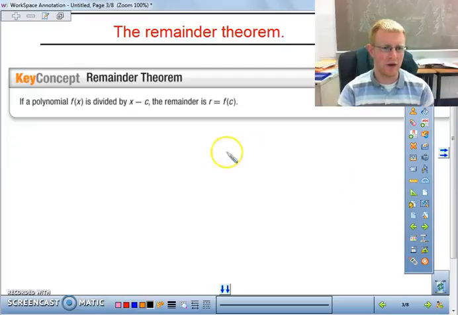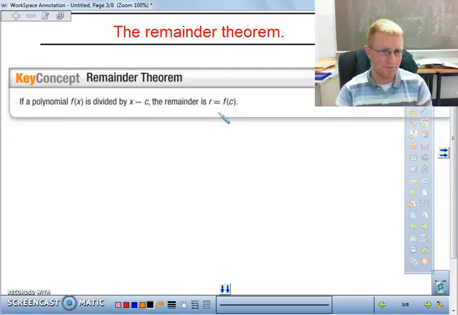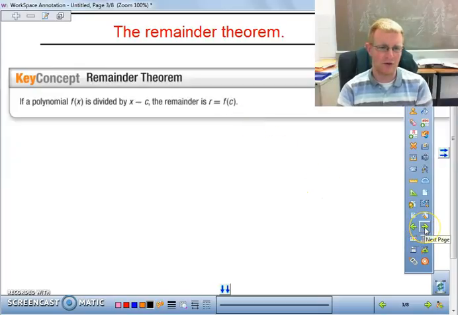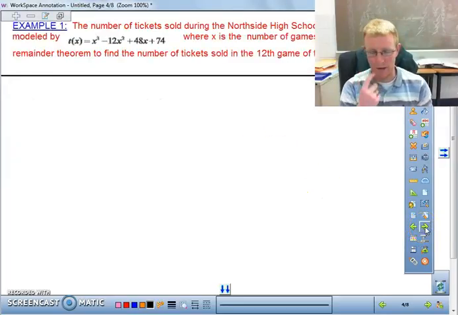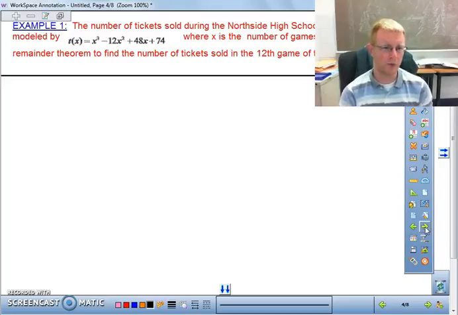This is kind of a fancy way of saying it. We don't really use this a ton in practice. So it's a little bit easier to just get into how we're going to use this. So the first thing we want to talk about is we're going to look at this story problem here.